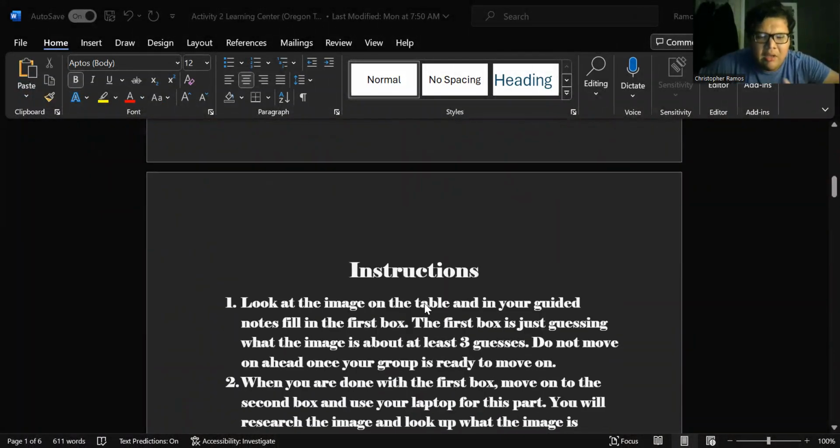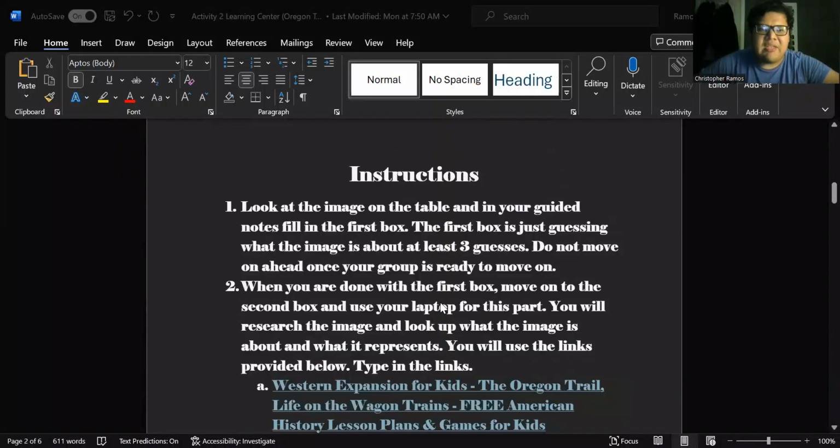So moving on to the activity instructions, basically the students are going to look at the image that's on the table, and it's the Oregon Trail. It's a famous image, and there's going to be guided notes. This is like a graphic organizer in a way, but it's specifically just for an image. They're just filling out the boxes. Basically the first box is just guessing what the image is. So the first box is going to say, what do you think it is? They're just going to put what they think this picture is about, what they think it means, what's in the image and what's going on.